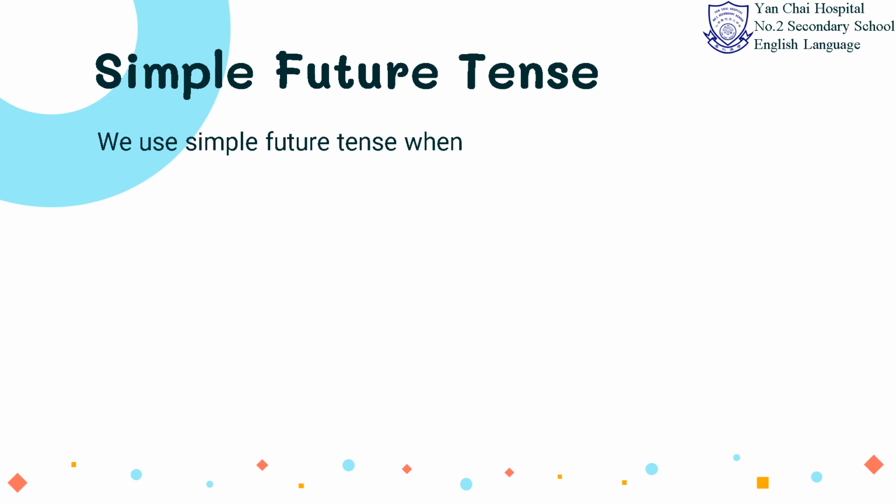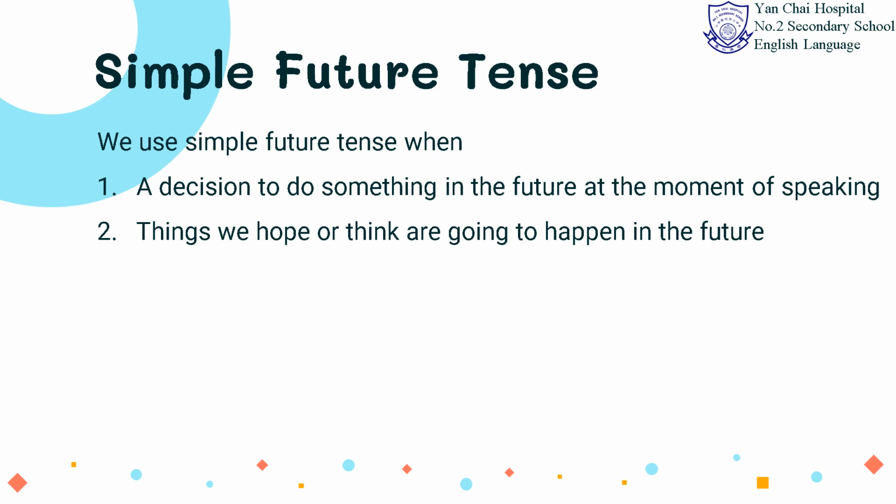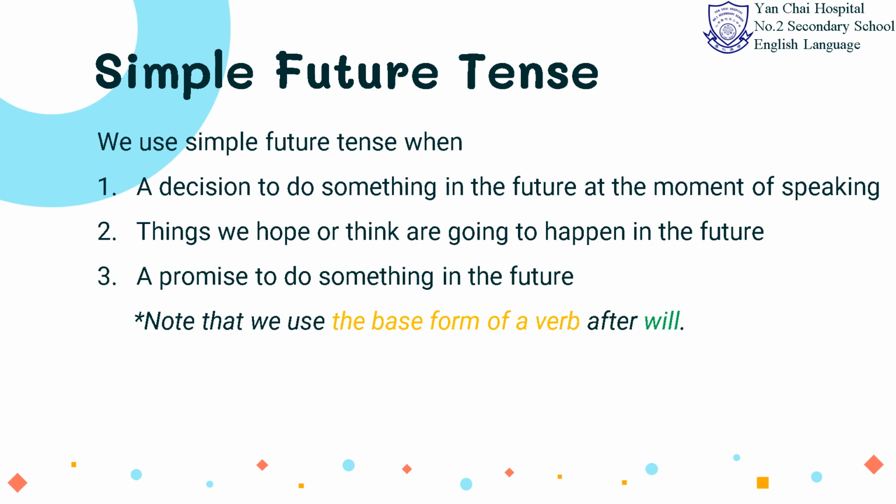We use simple future tense for a decision to do something in the future at the moment of speaking. Things we hope or think are going to happen in the future. I promise to do something in the future. Note that we use the base form of a verb after will.